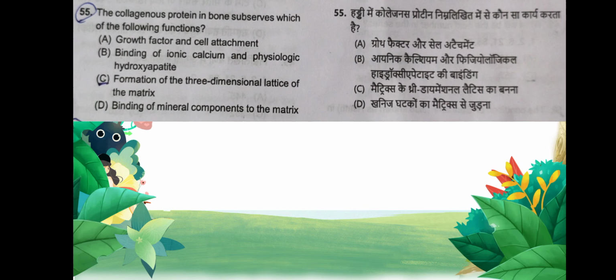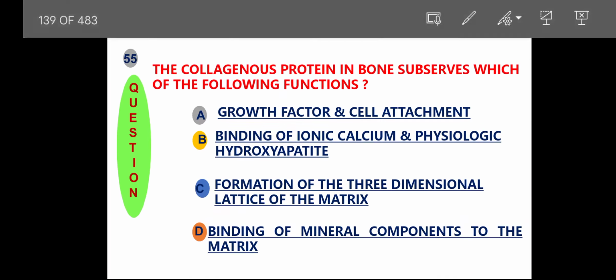The collagenous protein in bones subserves which of the following function? Option A is growth factor and cell attachment. Option B is binding of ionic calcium and physiologic hydroxyapatite. Option C is formation of the three-dimensional lattice of the matrix. And option D is binding of mineral components to the matrix. So let's begin.